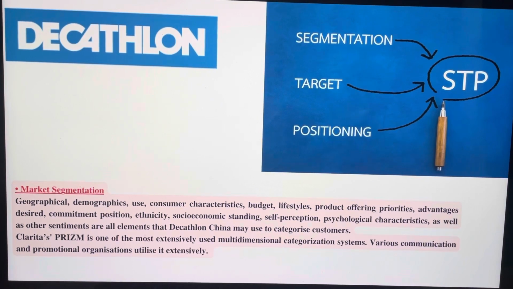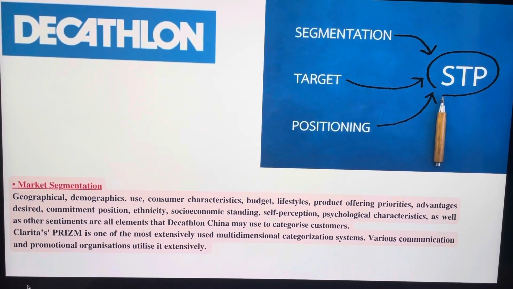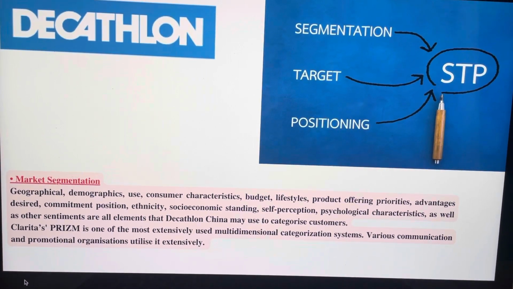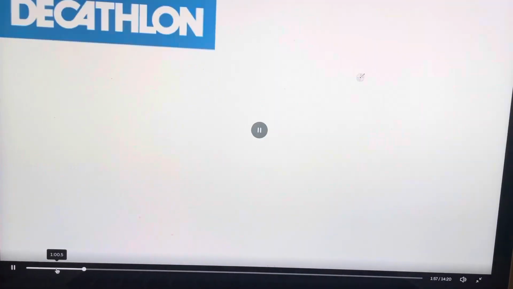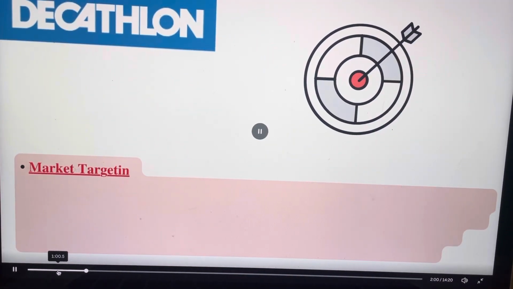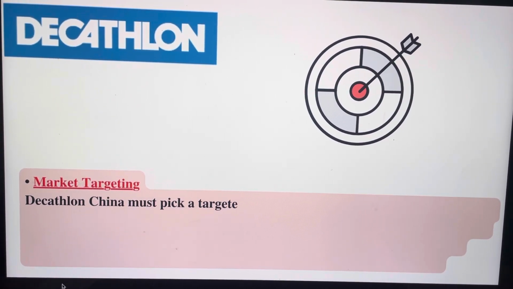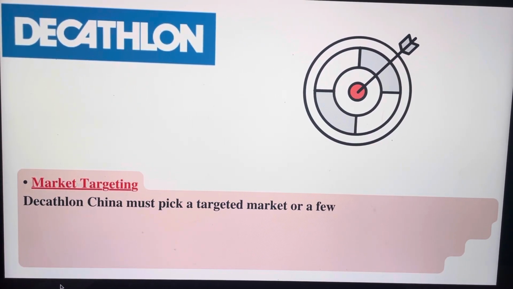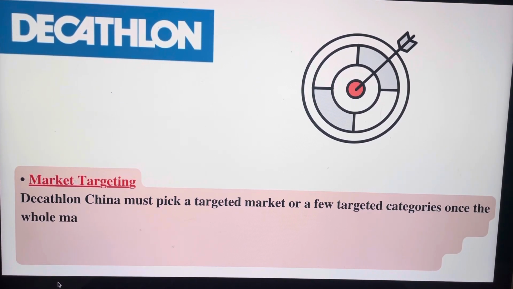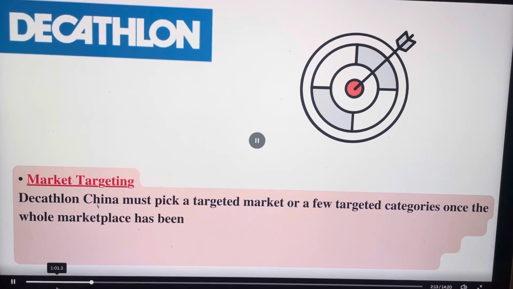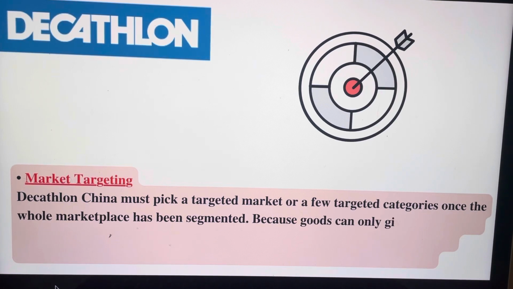Let's start with STP. The first comes in STP: segmentation. Decathlon China's marketing professionals use market segmentation to divide the market into groups. The other term is market targeting. Decathlon China must pick a targeted market for a few targeted categories once the whole marketplace has been segmented, because goods can only give unique value propositions. The goal is not to try to include everyone.